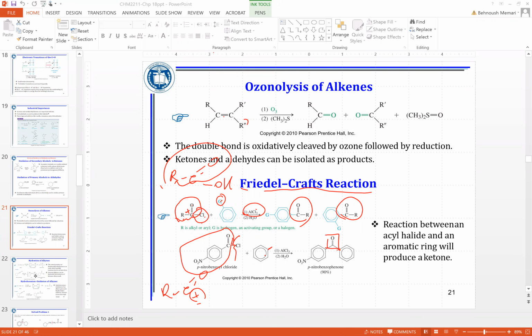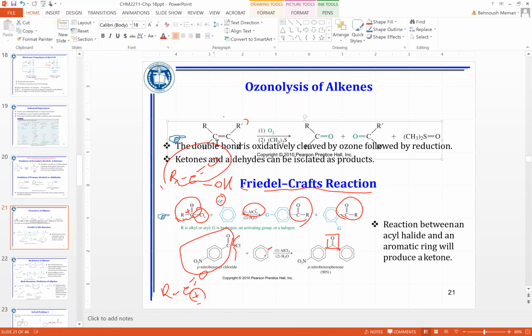Any questions? So ozonolysis, Friedel-Crafts acylation. For Friedel-Crafts acylation, you can only get ketone. You cannot get aldehyde unless you are using formaldehyde. Like if you use formaldehyde, you can get aldehyde. Ozonolysis depends on the R group that you have on the alkene. All that is going to happen is the oxidative cleavage between the carbon-carbon double bond.